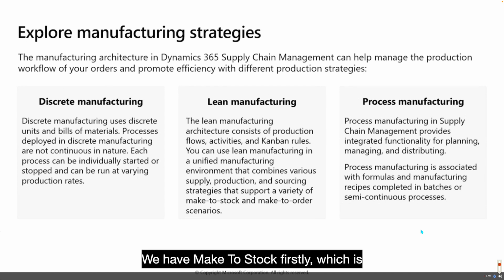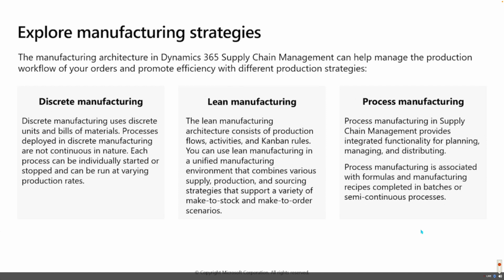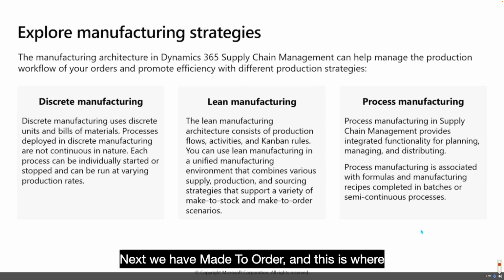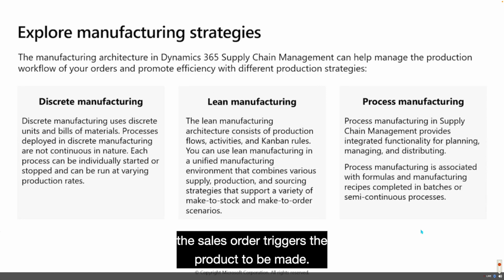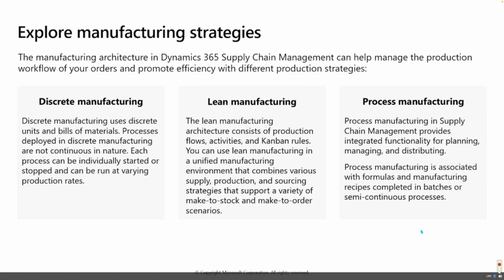We have make to stock firstly, which is the classic manufacturing principle, where you produce products for stock based on forecast or historical data. Next, we have make to order, and this is where standard products are made to order or finished to order, and the main idea is that the sales order triggers the product to be made.